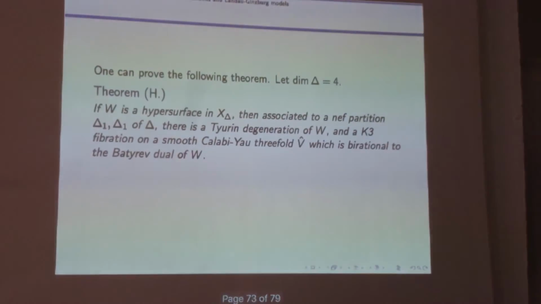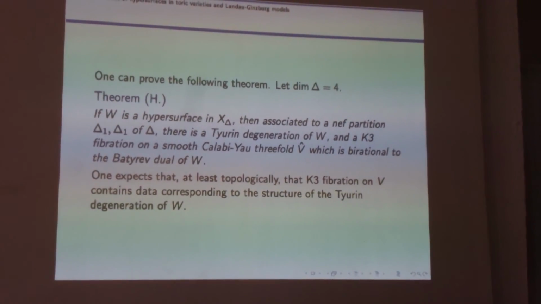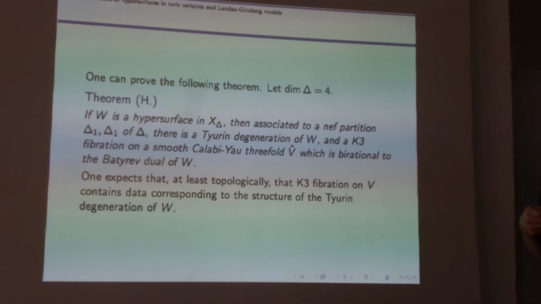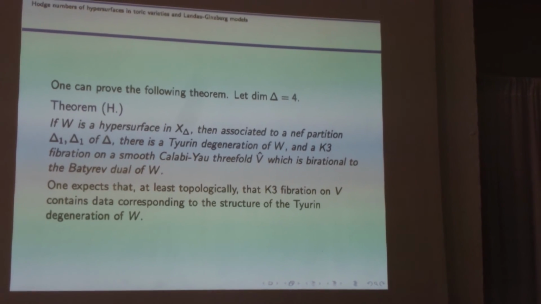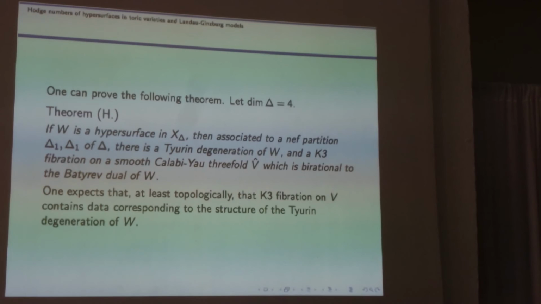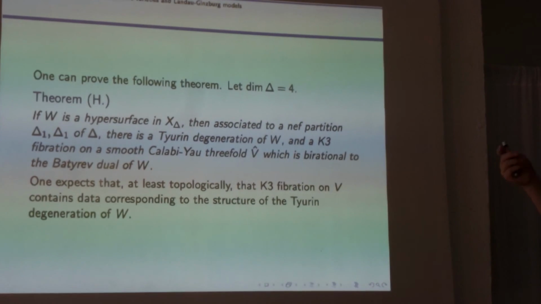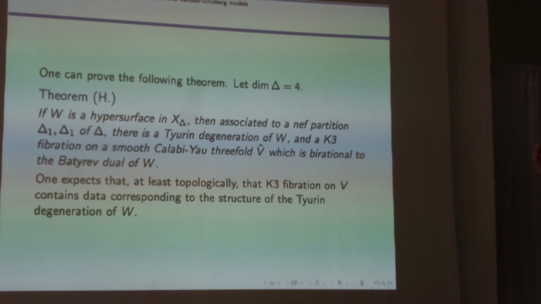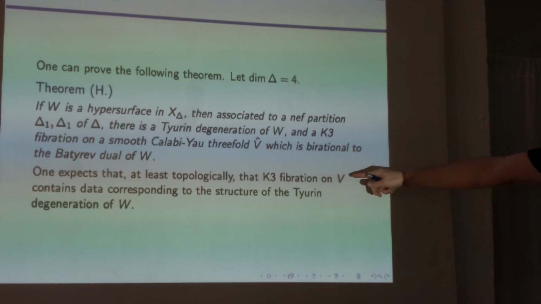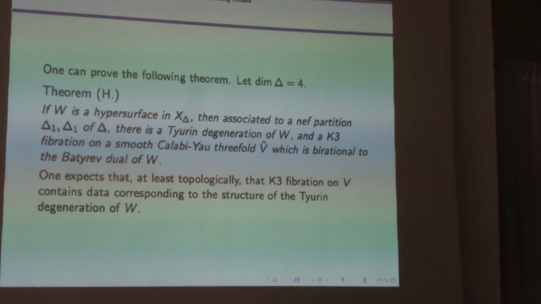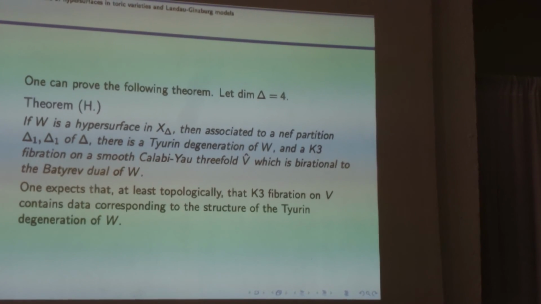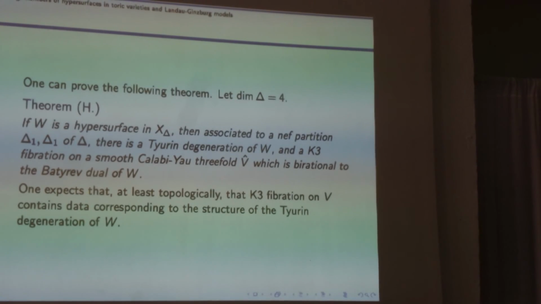Right, and so this is a suggestion of Tyurin, that there should be some way to see this Tyurin degeneration in the K3 fibration that we get on the mirror. We should be able to see the structure of the Fanos or the mirrors of the Fanos sitting in there somehow. And so that's what the next theorem says.